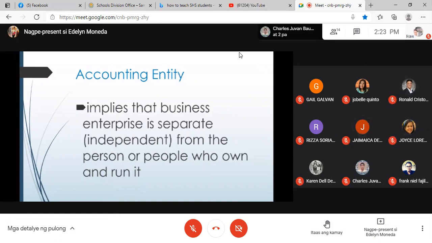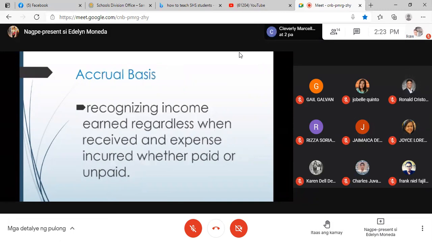Okay. So, second one is accrual basis. Okay, can you read this? Jamaica, ma'am. Yes, Jamaica, please. Accrual basis, recognizing income earned regardless when received and expense incurred whether paid or unpaid.